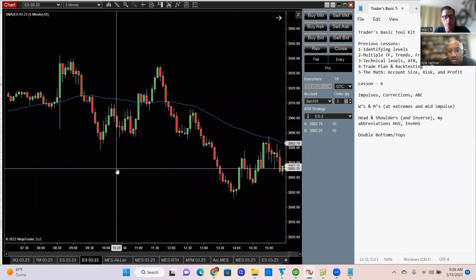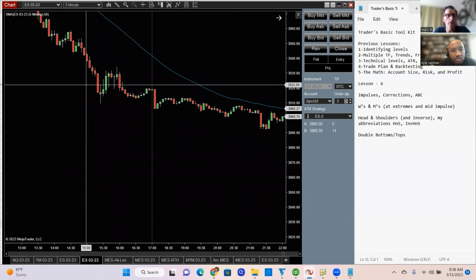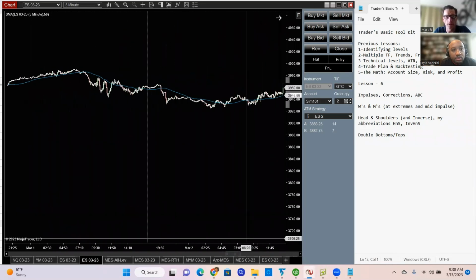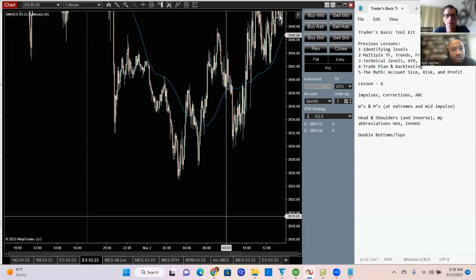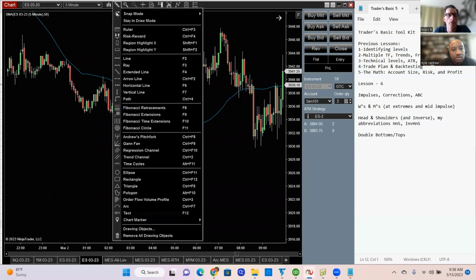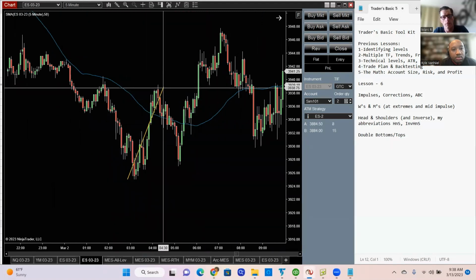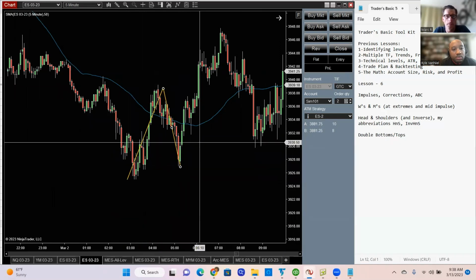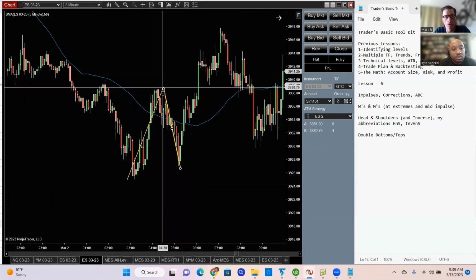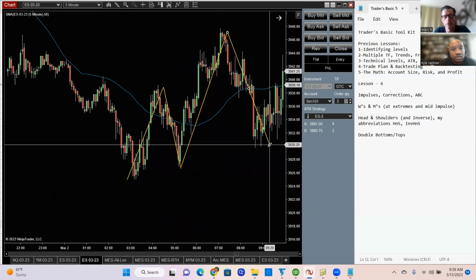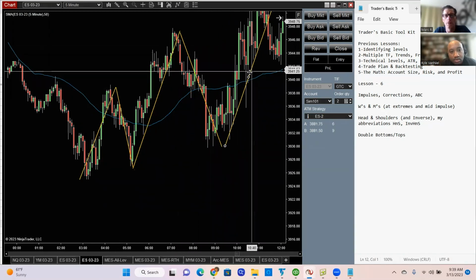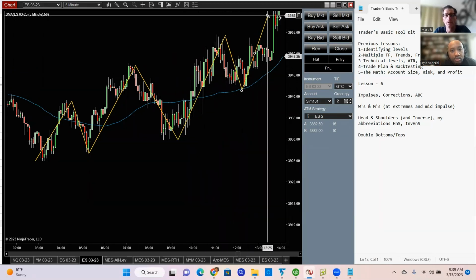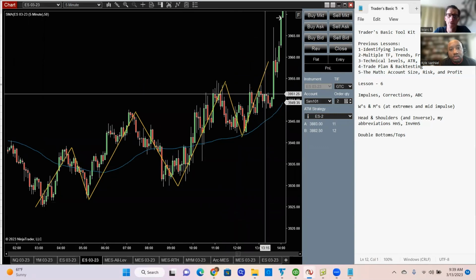Okay, another good example of this, let's see if we can find a really good-looking example. Impulse, correction, impulse, correction. This is a great spot right here. Here's an impulse move, correction, impulse, correction, impulse, pretty correction. So impulse, correction, impulse, correction. This is a significant impulse right here.